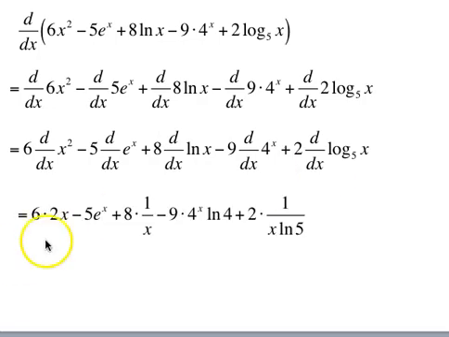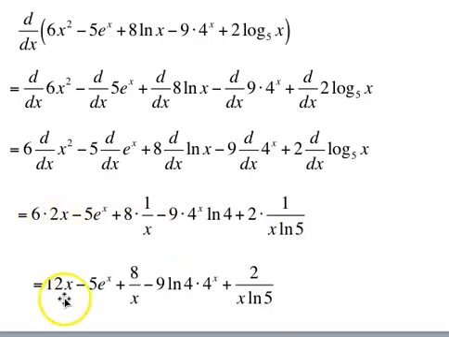And then simplifying these things, 6 times 2x is 12x. 8 times 1 over x is 8 over x. I might rewrite this as 9 times log 4 times 4 to the x, and 2 times 1 over x log 5 would be 2 over x log 5. So again, 6 times 2 is 12.